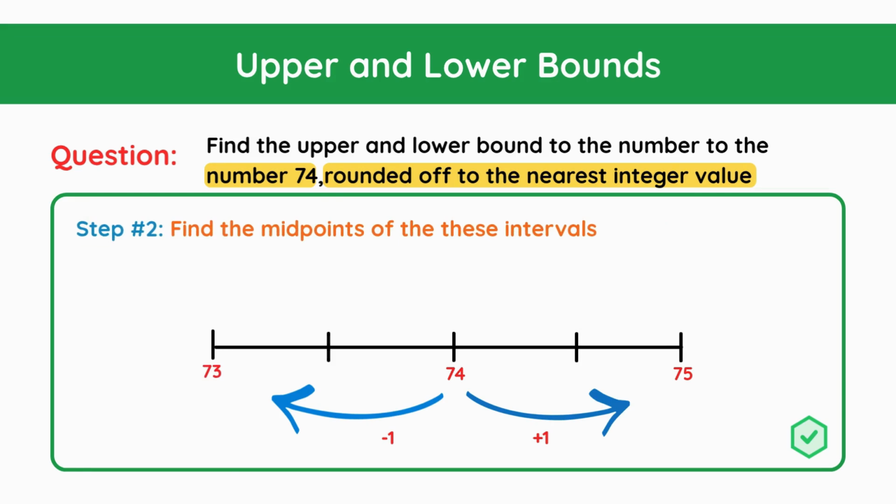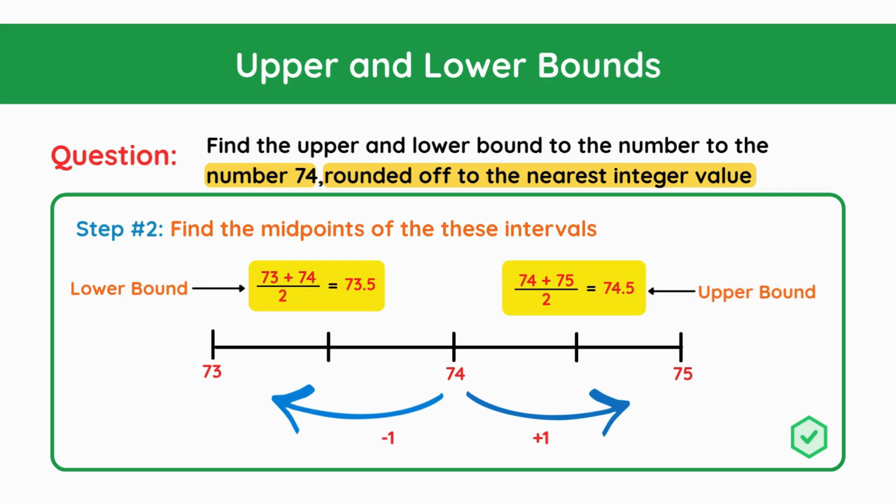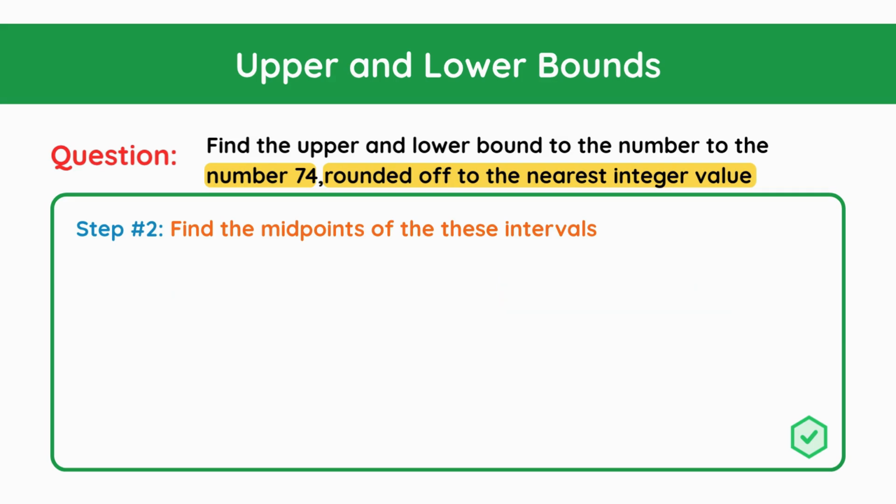Step 2 is to find the midpoints of these intervals. To find the upper bound, we calculate 74 plus 75 divided by 2. That gives us 74.5. To find the lower bound, we calculate 73 plus 74 divided by 2. That gives us 73.5. So the lower bound is 73.5 and the upper bound is 74.5. Now the inequality is very important. We say 74 is greater than or equal to 73.5 and 74 is less than 74.5.